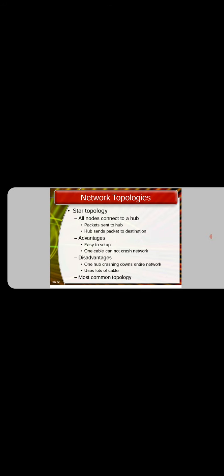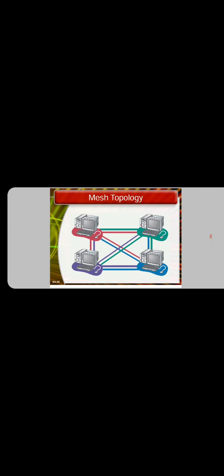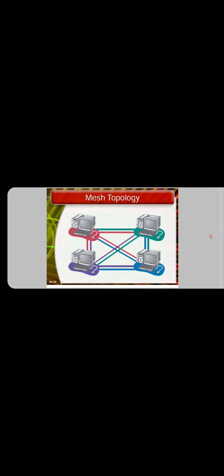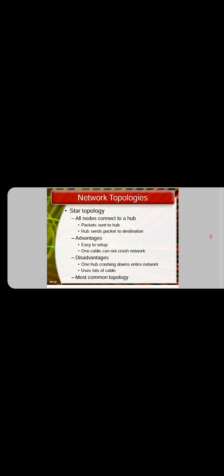So what are the network topologies? Network topologies are types of networks. What are the different types of network topologies? There is bus topology, ring topology, star topology and mesh topology. We begin with the bus topology.